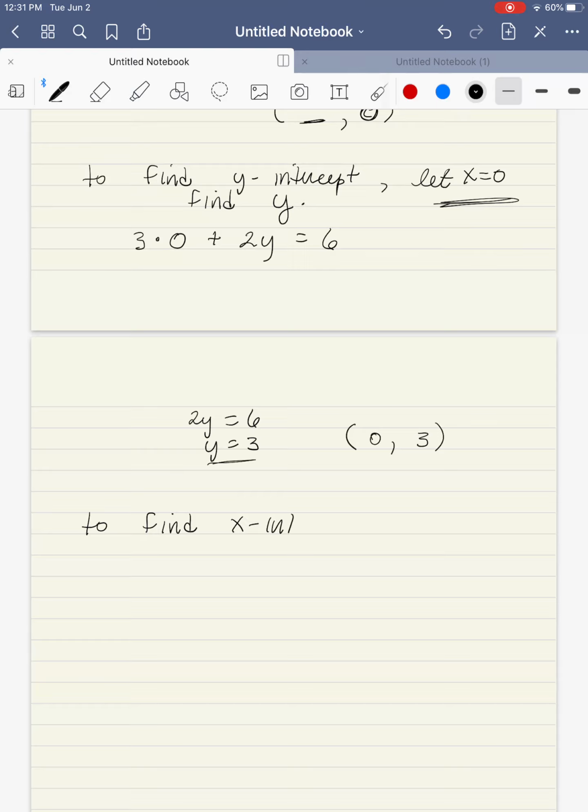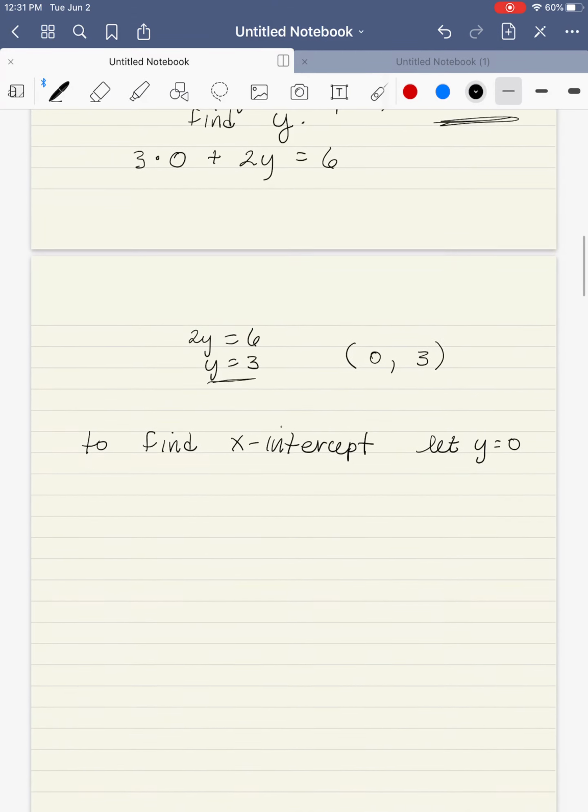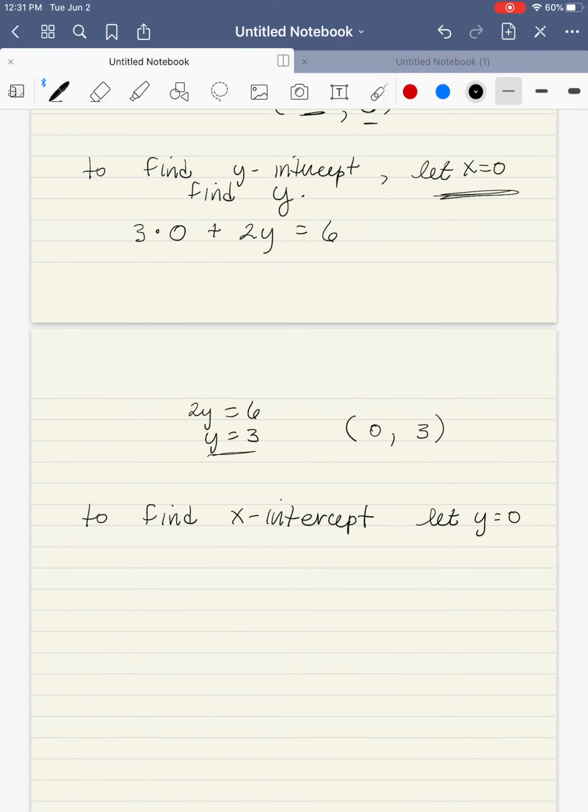To find the x-intercept, that is where the line crosses the x-axis. We know that y is equal to 0. You see here? Y is equal to 0 always for an x-intercept. So we need to find the number that, if I let y equal 0, makes the equation a true statement.